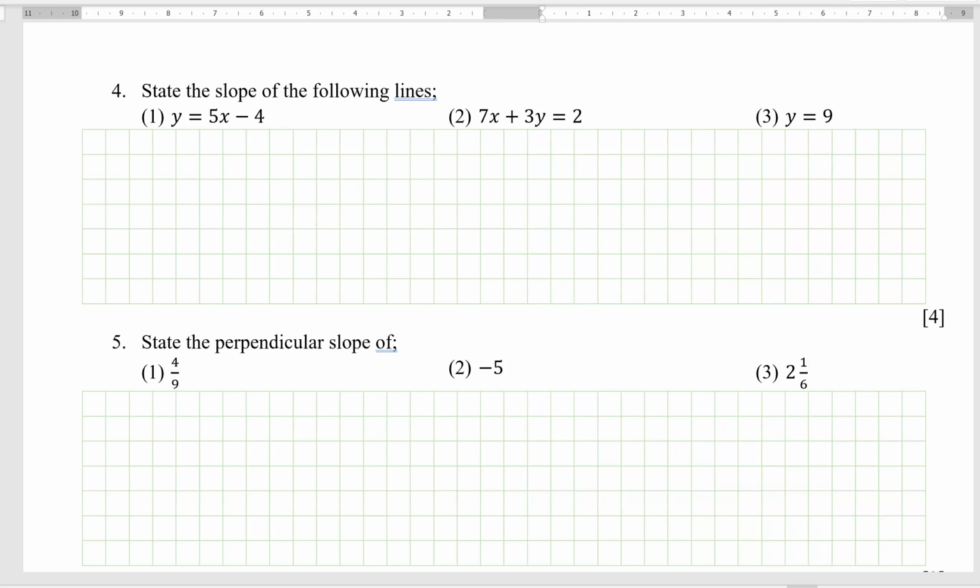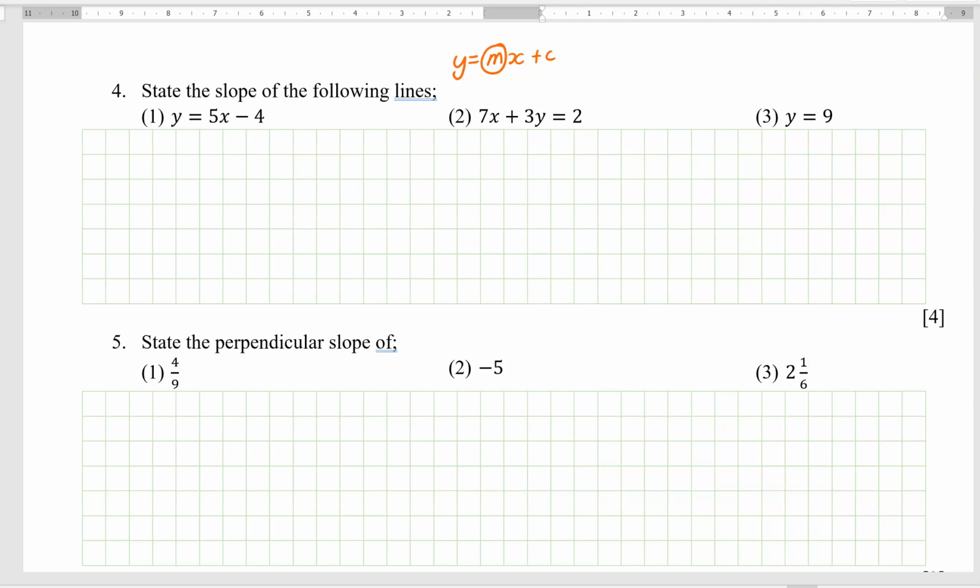Okay, onward and upward to part 4. State the slope of the following line. So recall that when it's in the form y equals mx plus c, so when you get y by itself, the coefficient of x will be your slope. So this is a pretty simple one here.